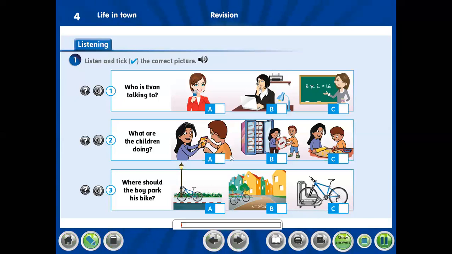Module 4, Revision. 1. Listen and tick the correct picture. 1. Good morning. This is Mr. Browning's office. How can I help you? Good morning. Can I speak to Mr. Browning, please? I'm afraid he isn't here at the moment. He's on a school trip with his class. Would you like to leave a message? Yes, please. My name is Evan Jones. Can you please tell him that I finished writing the story for the school paper? I'd be glad to. Thank you. Goodbye.